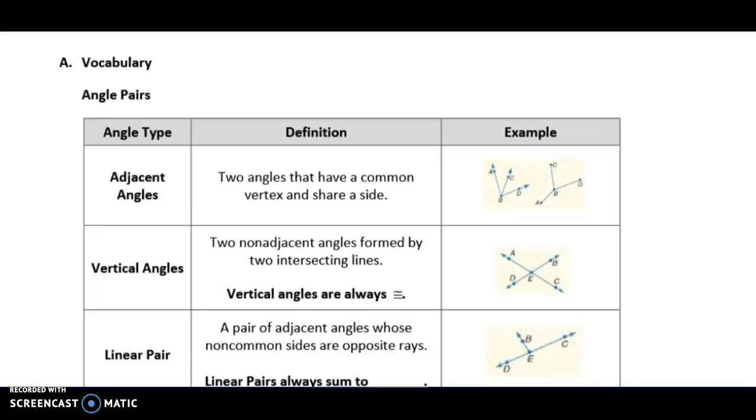Alright, vocabulary for today. Adjacent angles. These are two angles that have a common vertex and a common side. What you should be able to see is this whole angle is made up of these two smaller ones. So the side CB is their common side, and that common vertex at B.